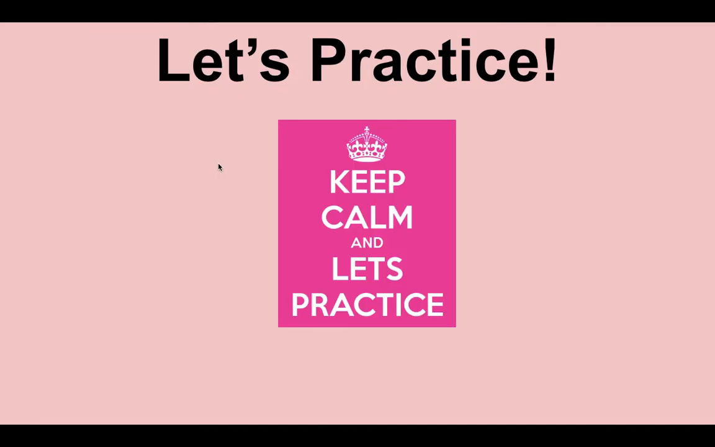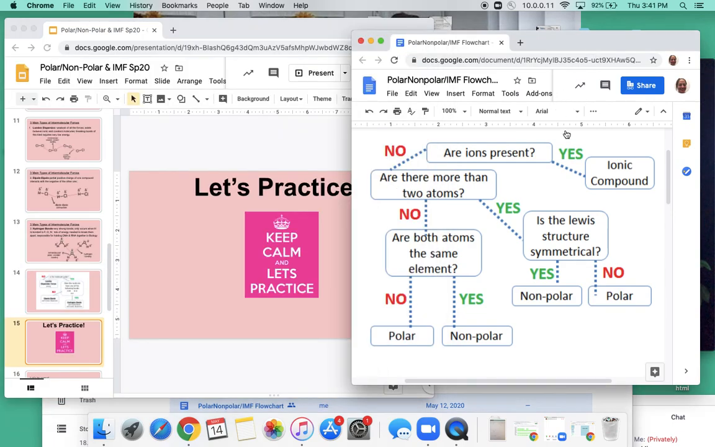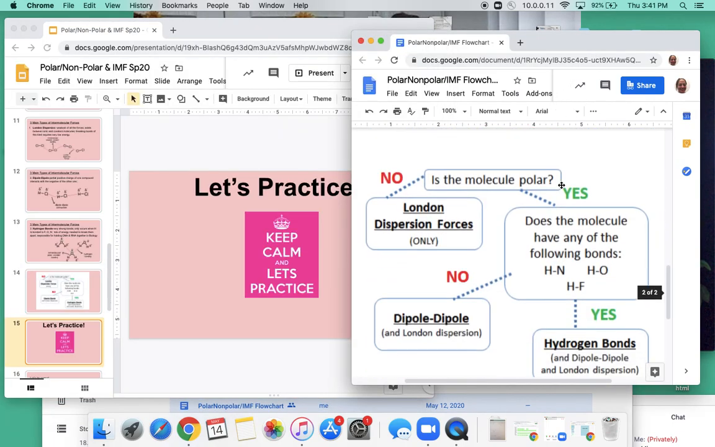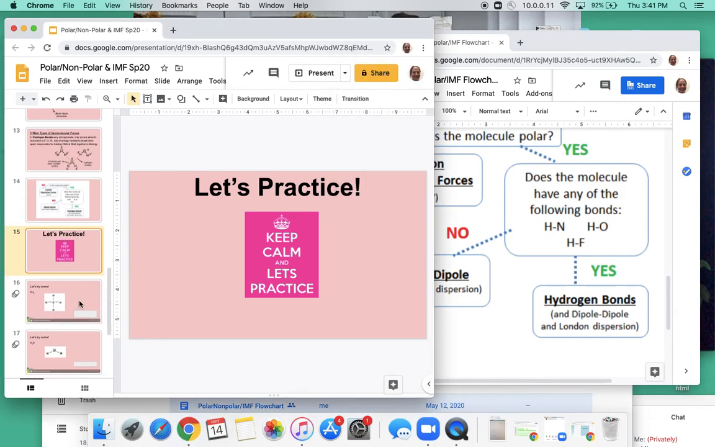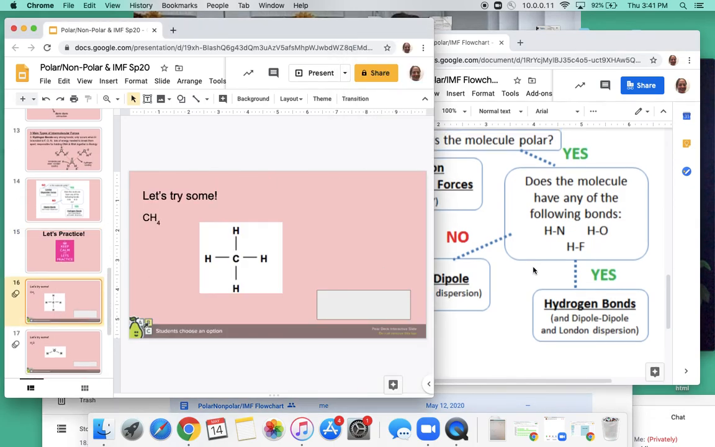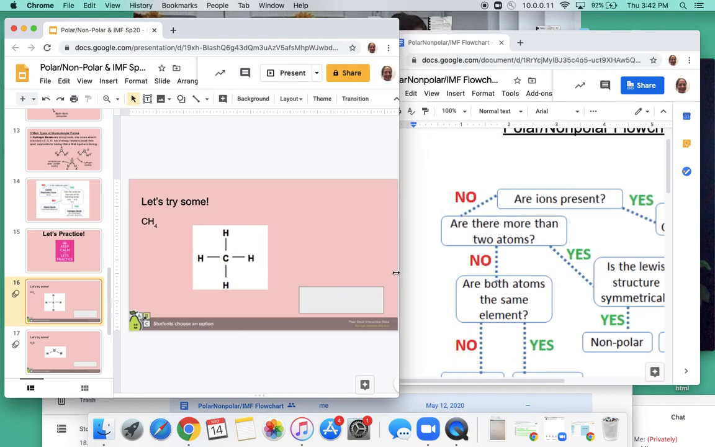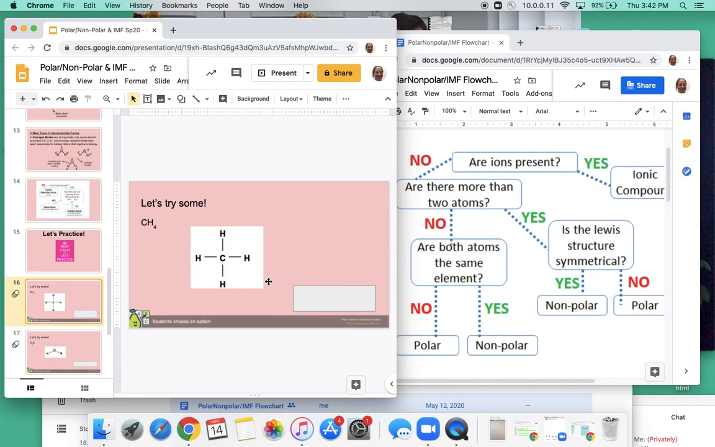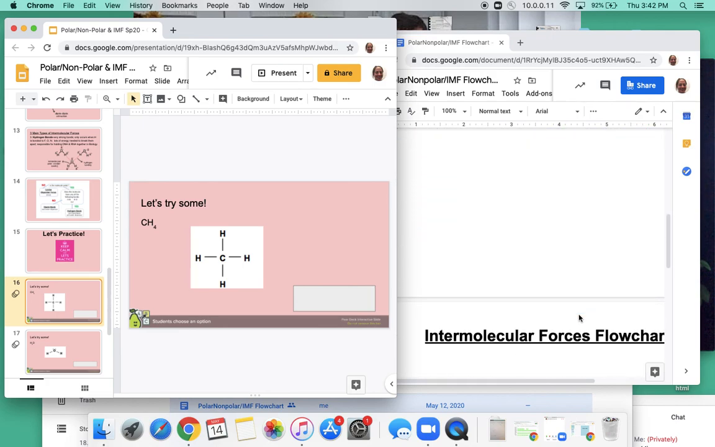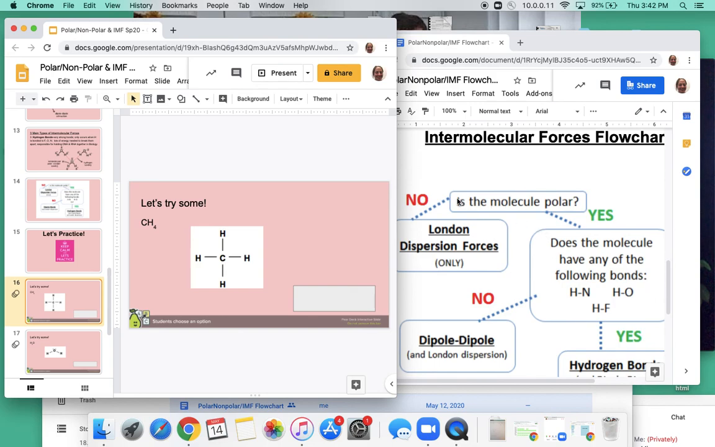Okay? So let's go ahead and do some practice problems. I'm going to bring up the flow chart. Okay? Here we go. So first we're going to have to figure out if it's polar or not, and then we can do the IMF. Okay? So here we said CH4. We knew that CH4 was nonpolar because the Lewis structure was symmetrical. So since it was nonpolar, we can go down here. Is the molecule polar? The answer was no, so it has to be London dispersion.